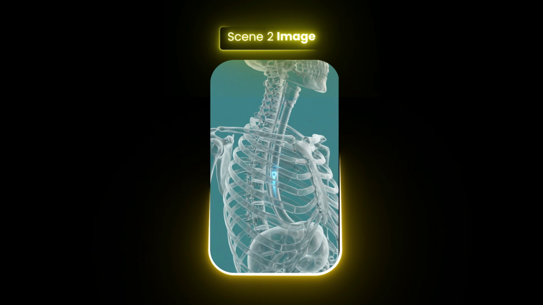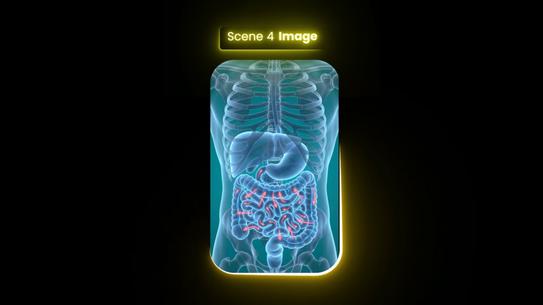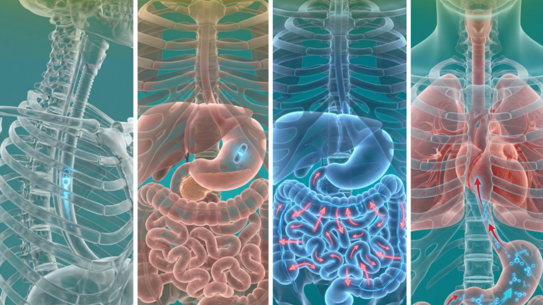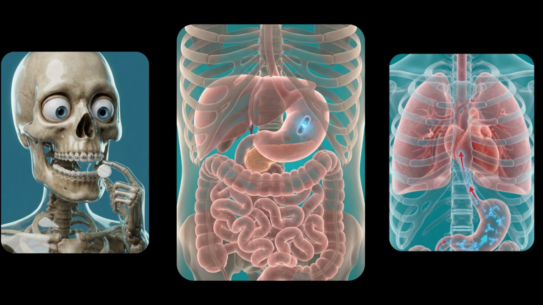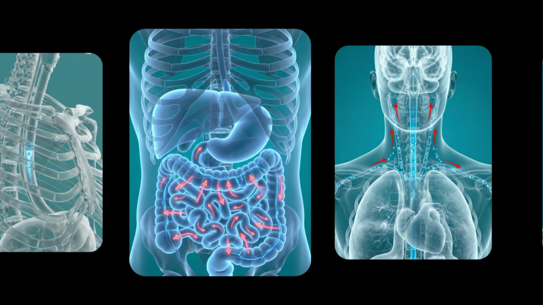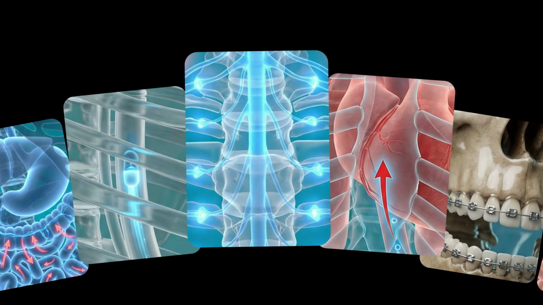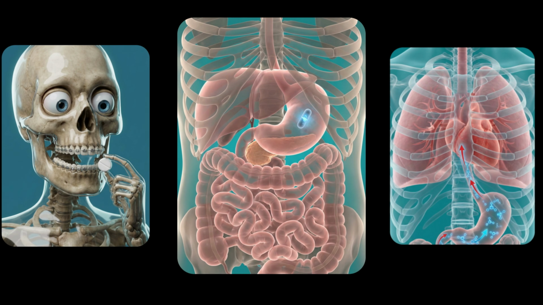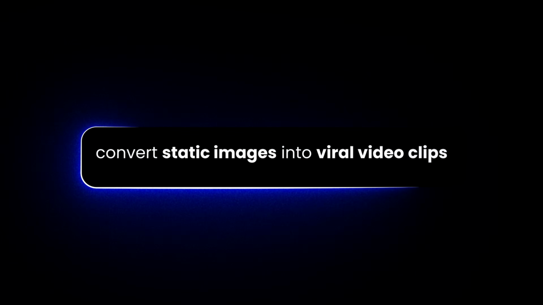Now repeat the exact same process. Scene 3, scene 4, scene 5, scene 6, scene 7. No guessing, no redesigning, no character inconsistency. And as you can see, every single image maintains the same skeleton style, same lighting, same emotional tone. This consistency is what makes your short look professional instead of random. Now comes the powerful part, and we're going to convert these static images into viral video clips.